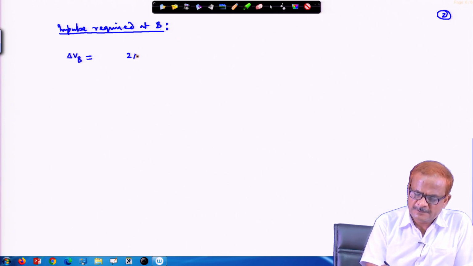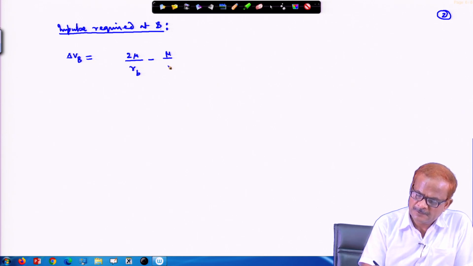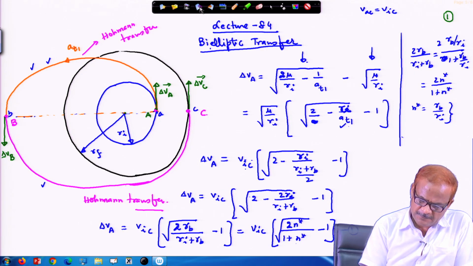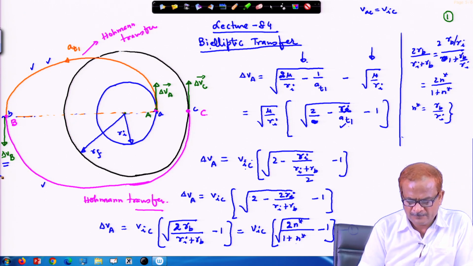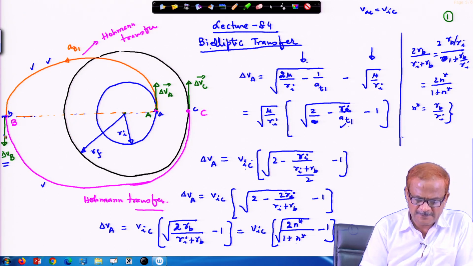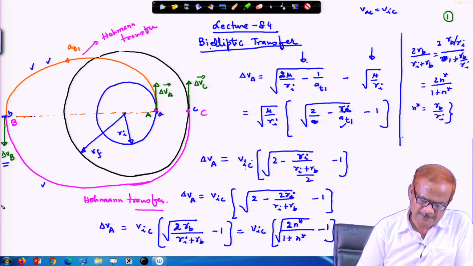So, the velocity at point B in the second elliptic orbit, 1 by mu times 1 by C p. Here we are giving this impulse. So, delta V b is what we are looking for. What is the velocity initially at this point, and what is the velocity finally at this point?